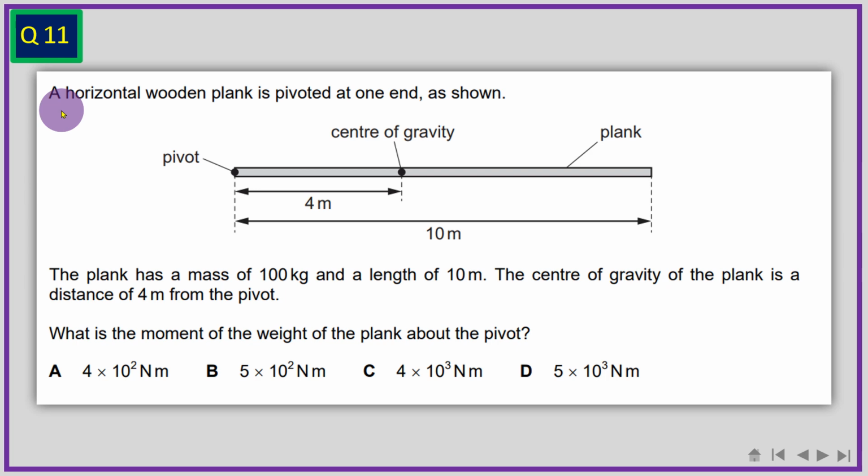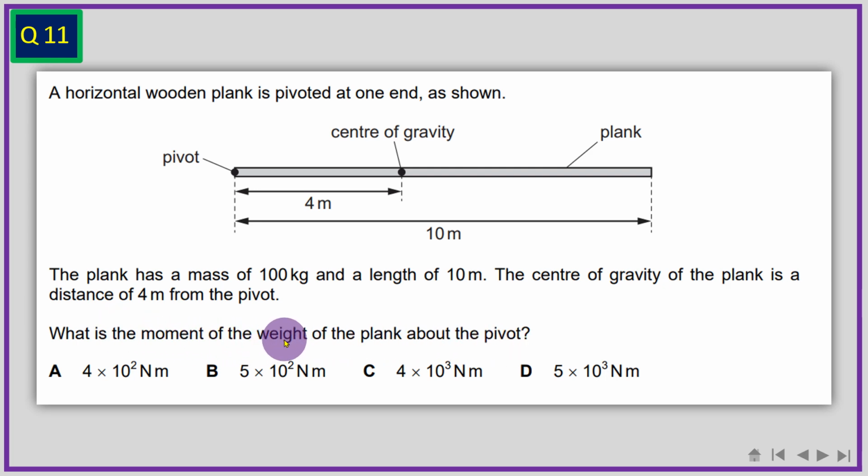In question 11, we are told a horizontal wooden plank is pivoted at one end as shown. So there's a pivot, there's the wooden plank, and other details are given as far as dimensions are concerned. The plank has a mass of 100 kg and a length of 10 meters. The center of gravity of the plank is at 4 meters from the pivot. What is the question? What is the moment of the weight of the plank about the pivot?